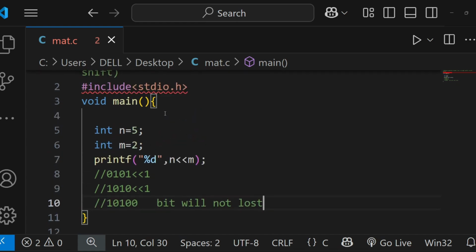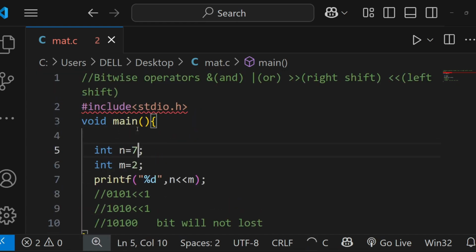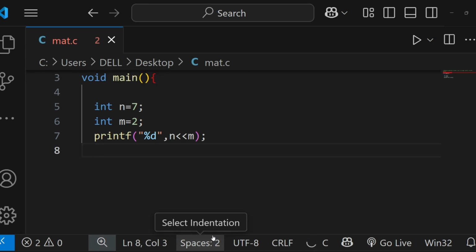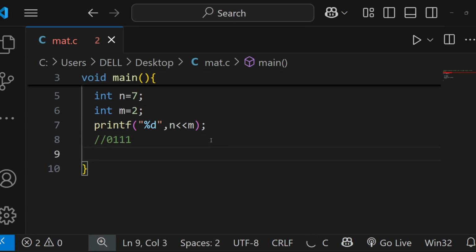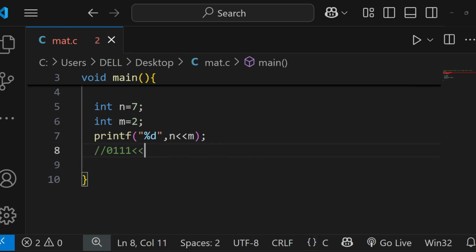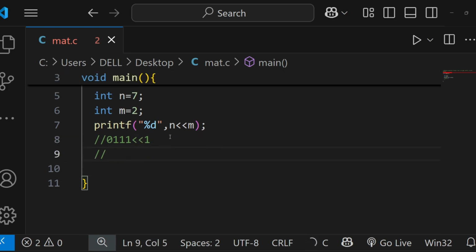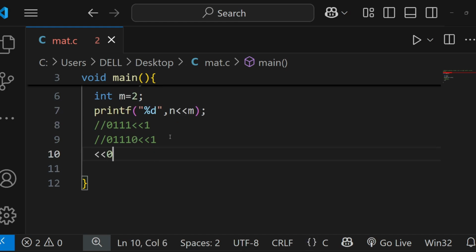Like that, we will do the same thing with 7 now. Sometimes it is confusing. So 7 is what? 0 1 1 1. Then I am shifting it one time. What I get is 0 will be shifted, but 0 will be there, and then 1 1 1 and 0. Then I have to shift it one time again. So what will be the value? 0 will be there, 1 1 1 0 0.